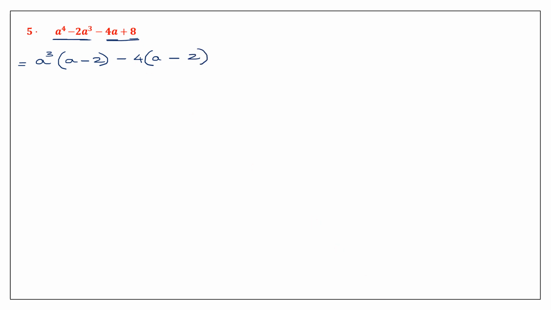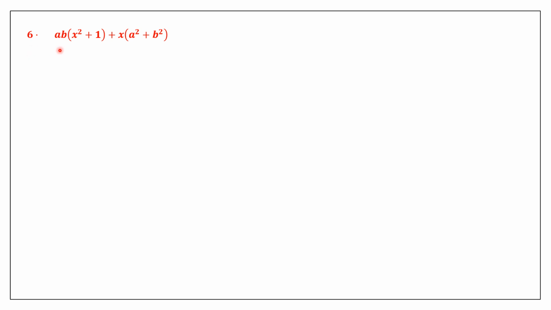So now as you can see, we have the common factor inside, a minus 2 and a minus 2. So we pick out the common factor and write that first. So that is a minus 2. This is our first factor. And what is remaining is a to the power of 3 minus 4. So a to the power of 3 minus 4. So we have factorized by the grouping method and this is our answer.